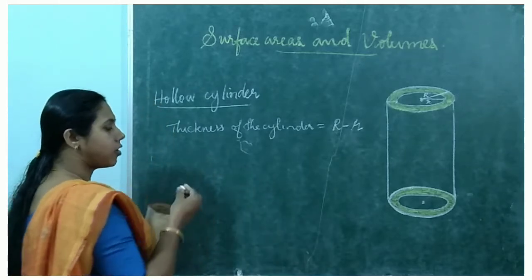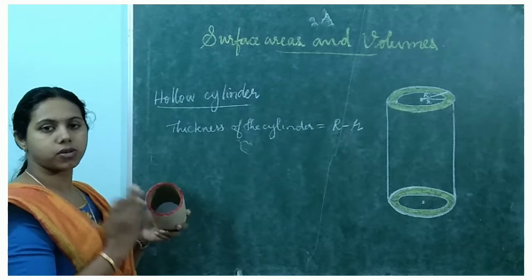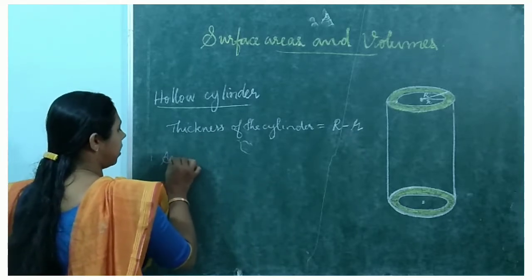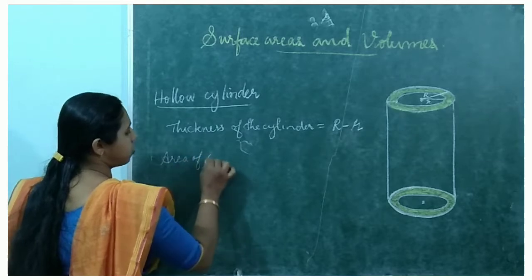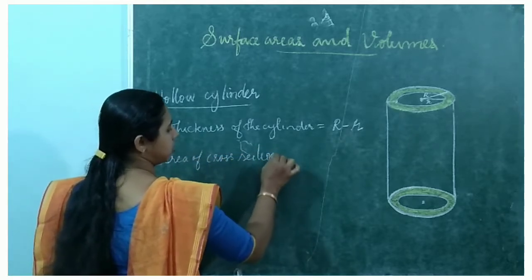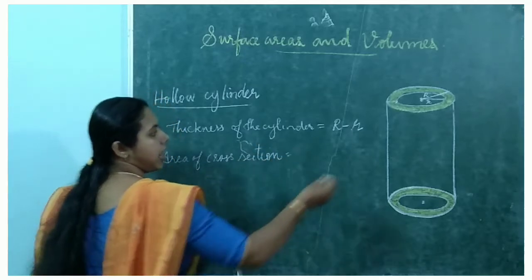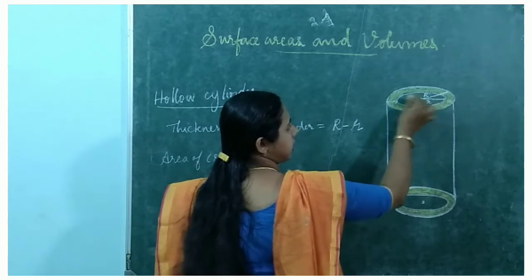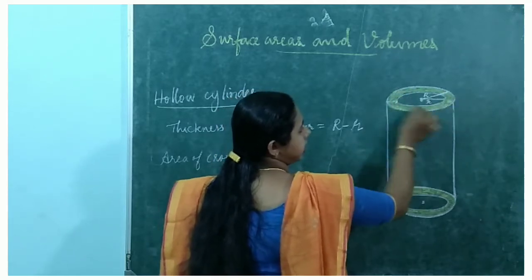Then what is the area of this section? Area of this cross section. Here, area of cross section is equal to area of this big circle minus area of this smaller circle, that is the area of the shaded region.